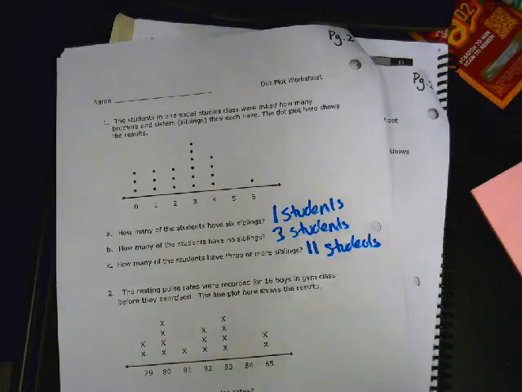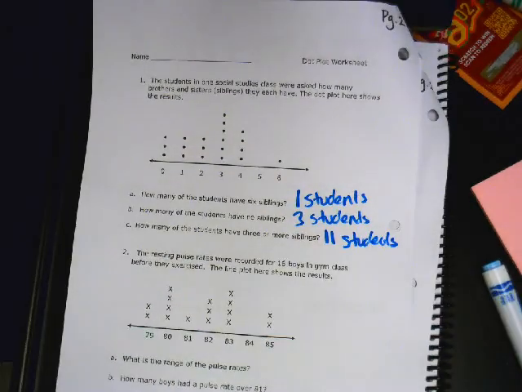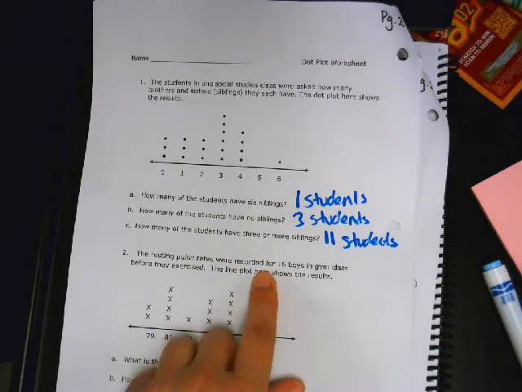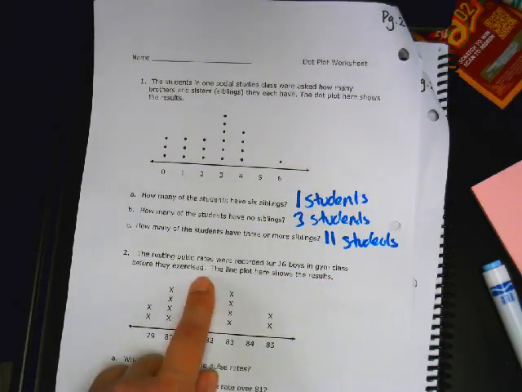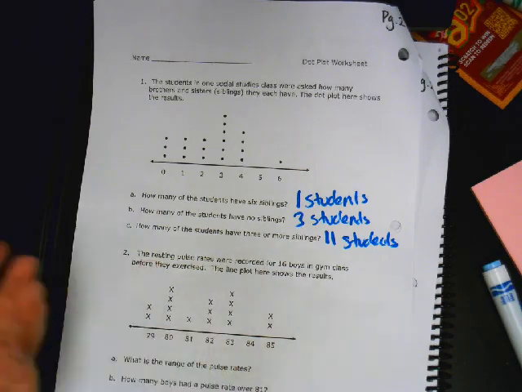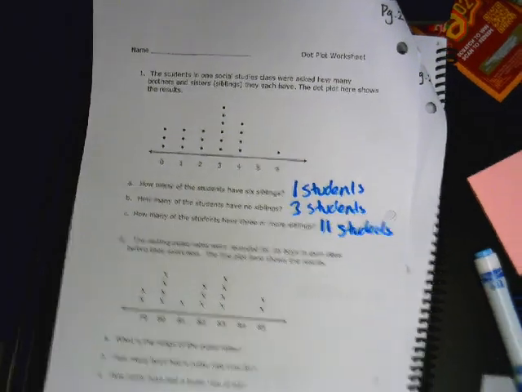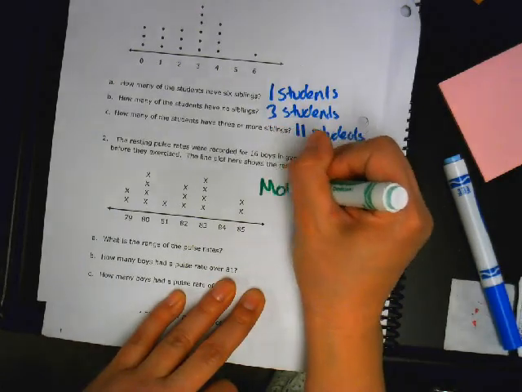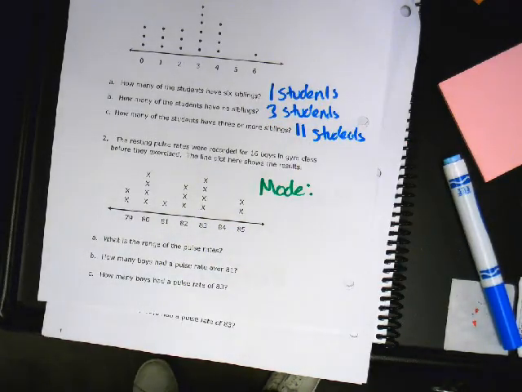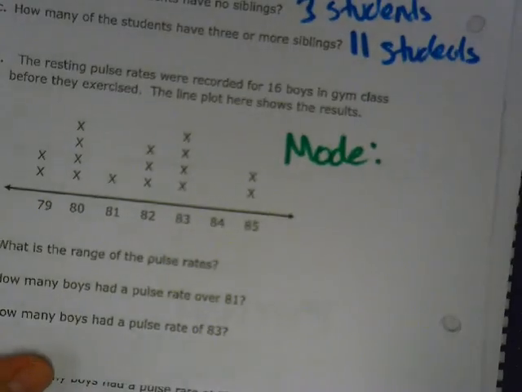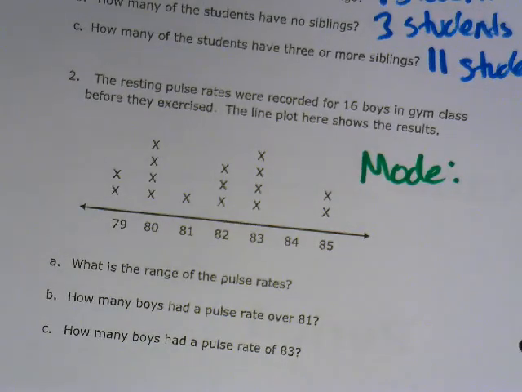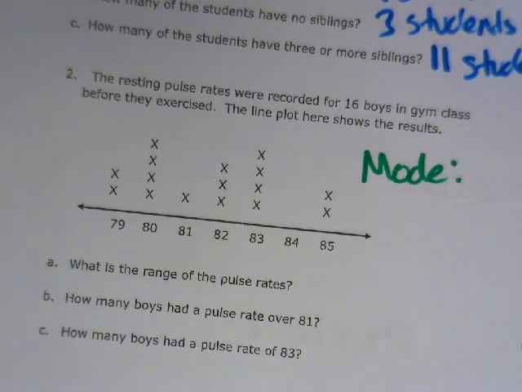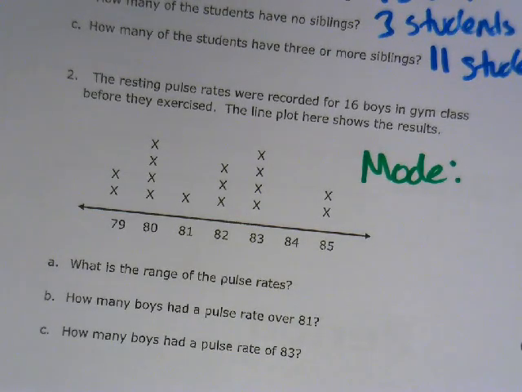All right. Ready? The resting pulse rates were recorded for 16 boys in gym class before they exercised. The line plot, or dot plot, here shows the results. So this is their resting heart rate. Question that's not on here, but I'm going to ask you: what's the mode of number 2? Which ones repeat the most? Which resting heart rate repeated the most?